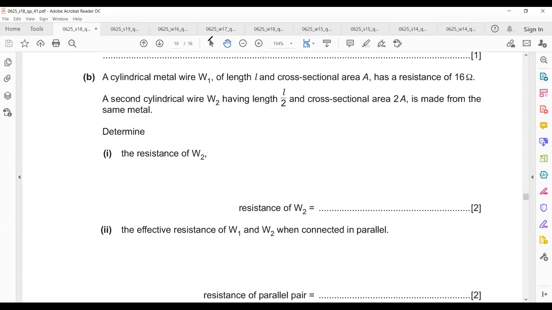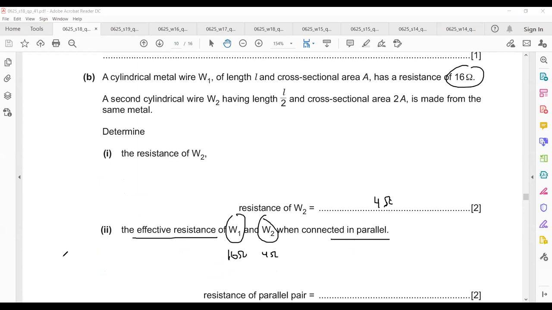So in this question, the answer for this part was 4 ohms. Now, the effective resistance of W1 and W2 when they're connected in parallel. What is the resistance of W1? That's 16. And what is the resistance of W2? We worked out that it is 4. What is the effective or combined resistance when they're connected in parallel?